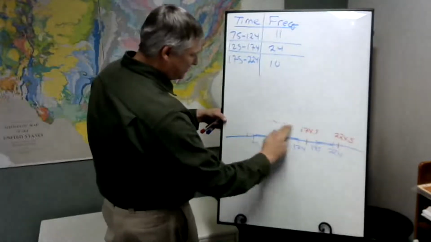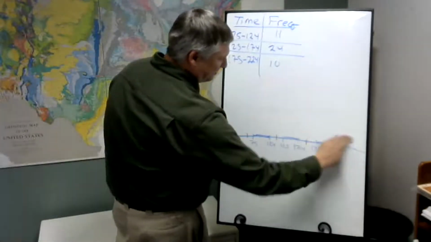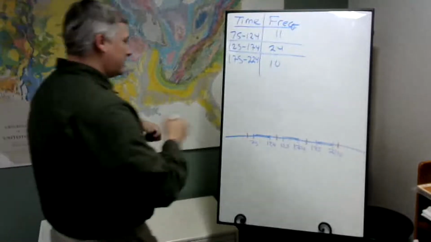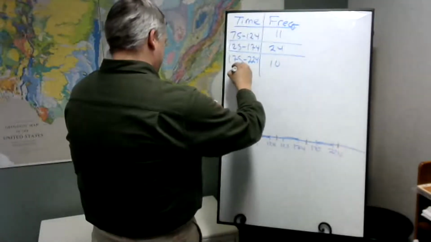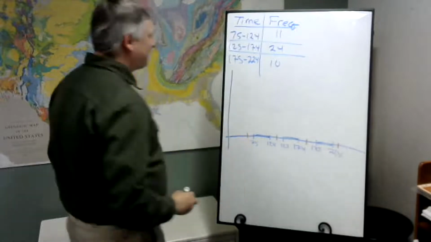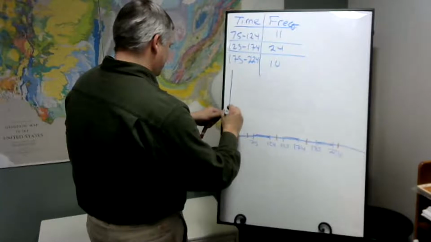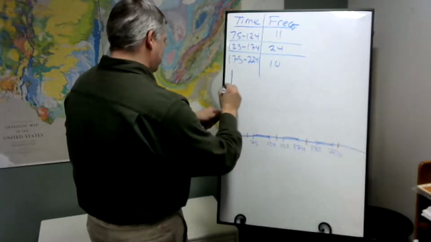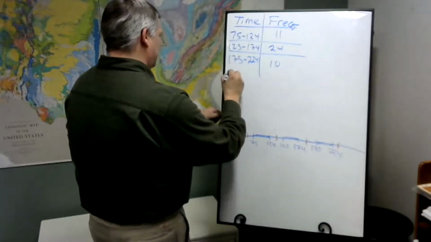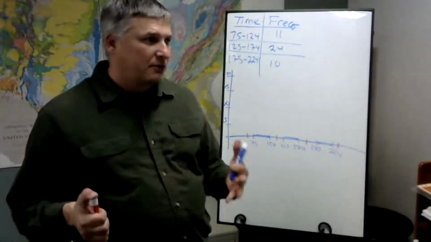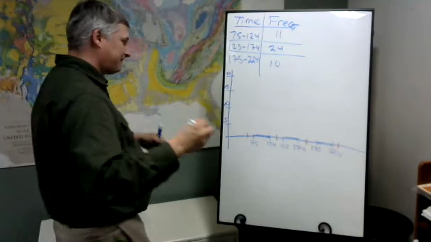So for space reasons, I'm going to get rid of these. And let's take a look. Let's do our bars. Squeeze this in here. Let's go 5, 10, 15, 20. And again, we use the class boundaries for the width of the bars.